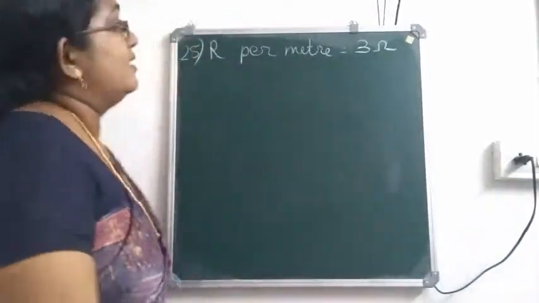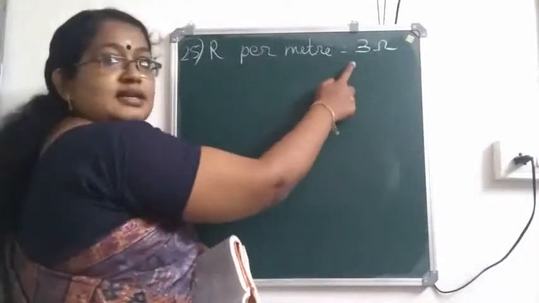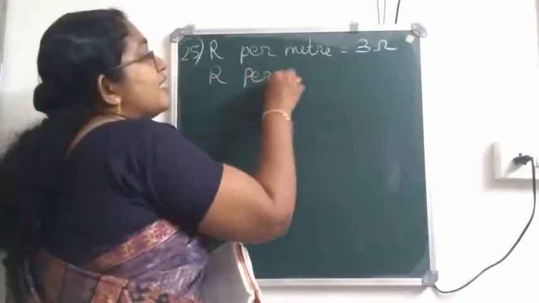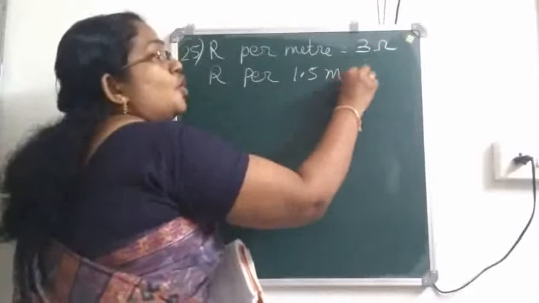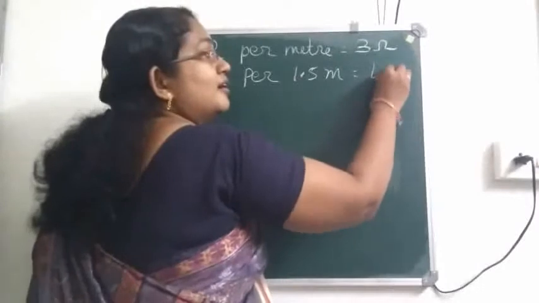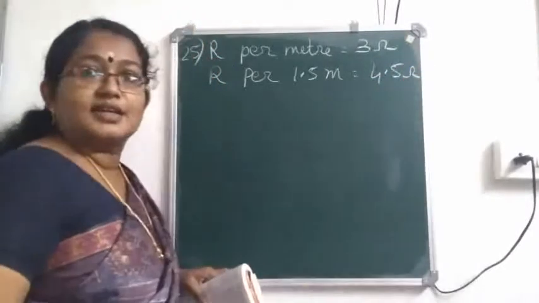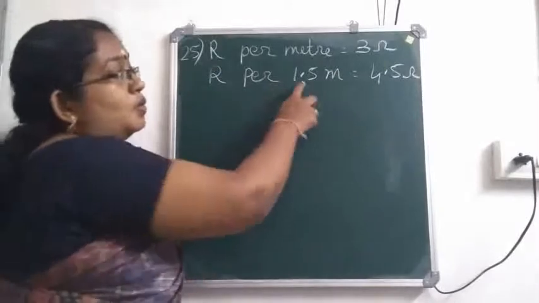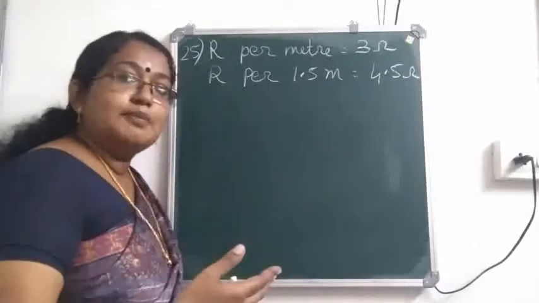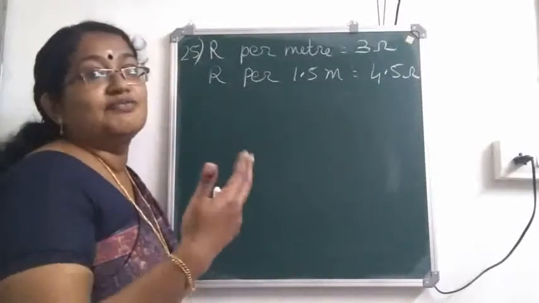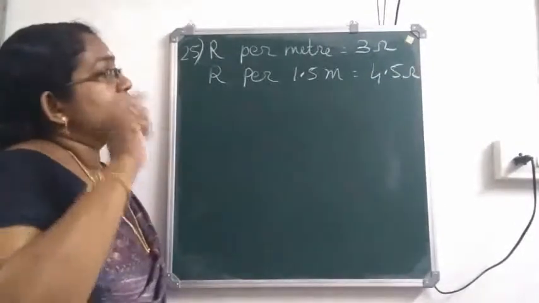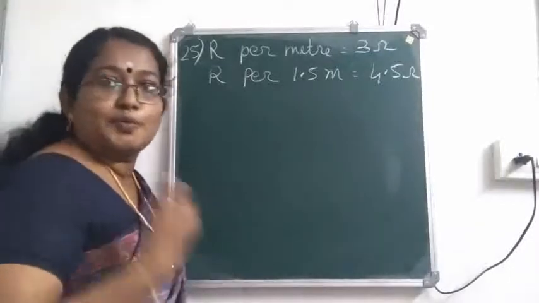So what is the total resistance? Resistance per meter is 3 ohm. So resistance per 1.5 meter. 1 meter resistance is 3 ohm. So 1.5 meter will be 4.5 ohm, isn't it? 1 meter is 3 ohm resistance. 1.5 meter means a half portion has been added. So 3 plus, what is the half of 3? 1.5. 3 plus 1.5 which is equal to 4.5 ohm. So resistance per 1.5 meter wire is 4.5 ohm.